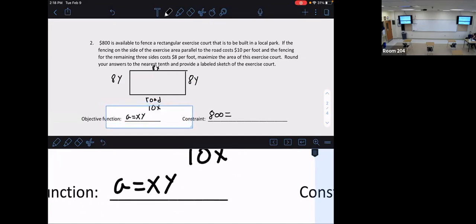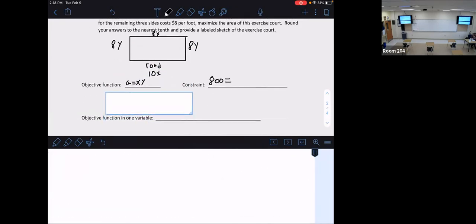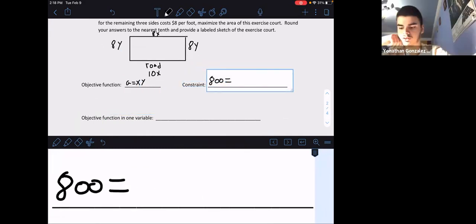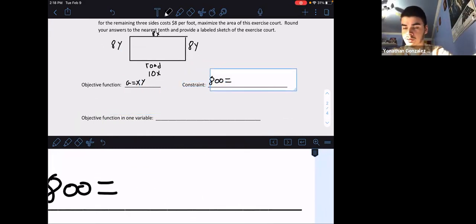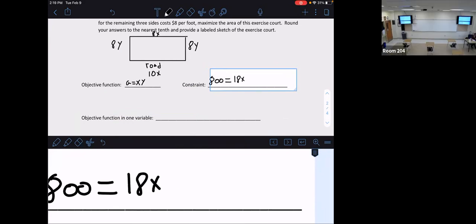Okay, so now we're gonna build our next piece. So Jonathan, are you able to build our constraint for us? Yeah, so then the constraint would be 800 equals 18x plus 16y. Okay, so is everyone in the audience good with that? That's perfect.